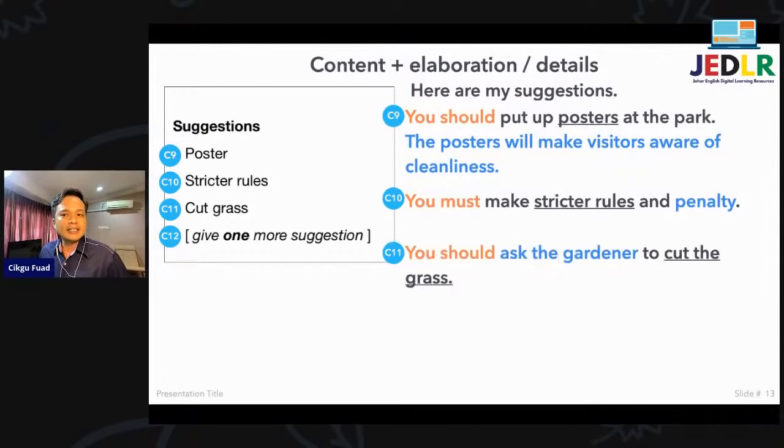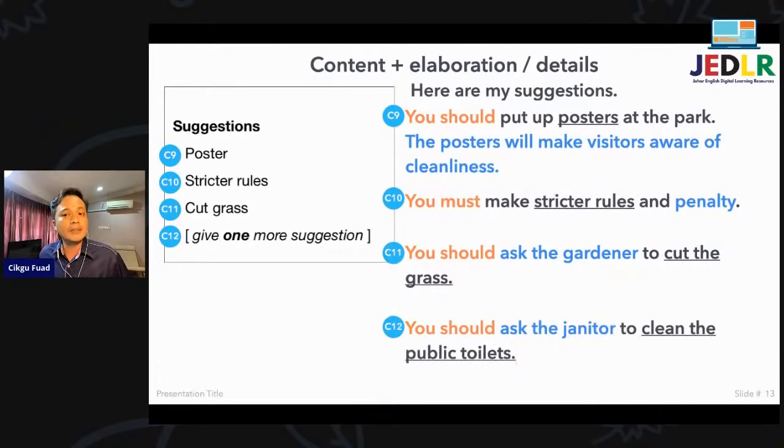C11, you should ask the gardener to cut the grass. So C10 and C11, okay, the details are there already. Now for C12, you should ask the janitor to clean the public toilets. Okay, cikgu, maksud janitor tu apa? Okay, janitor maksudnya ialah tukang pembersihan or cleaner that you call in school.